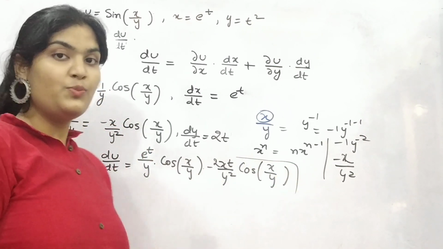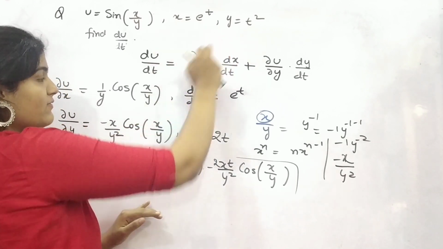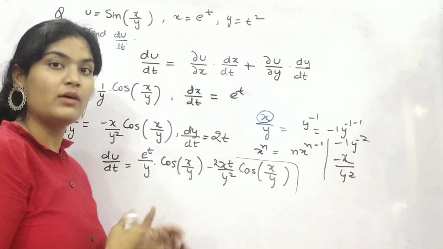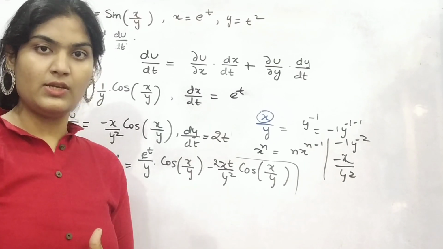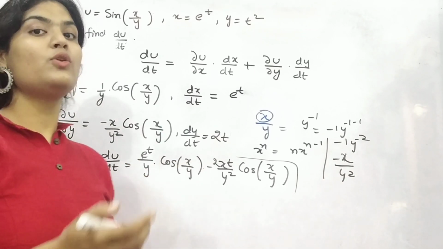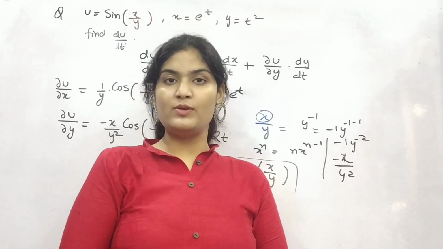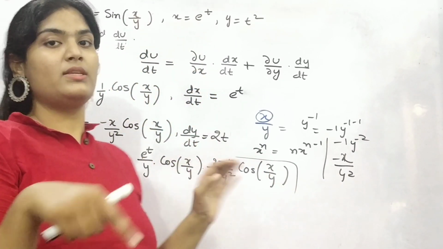To simplify it more, what you can do is simply put the values of x and y in terms of t, then everything will be in terms of t. So this is how you can calculate the total differentiation. This is just a simple example, but you can do lots of questions from your preferred books, and thereafter if you find any difficulty, do comment in the comment box.